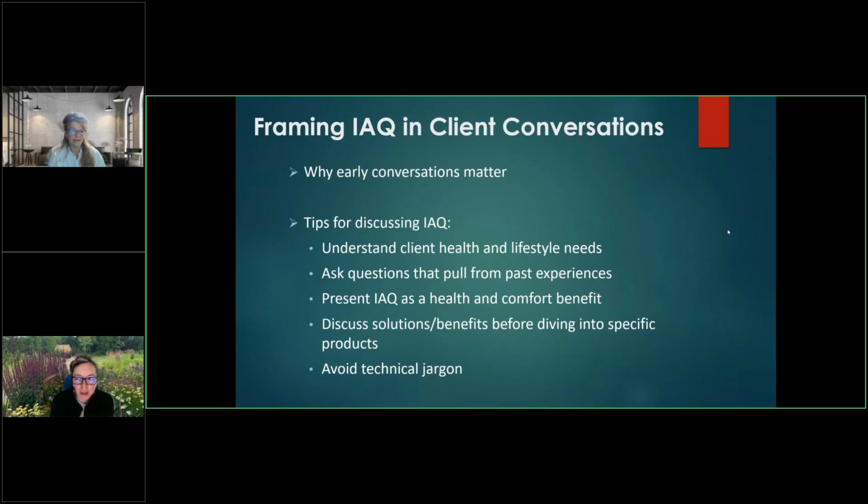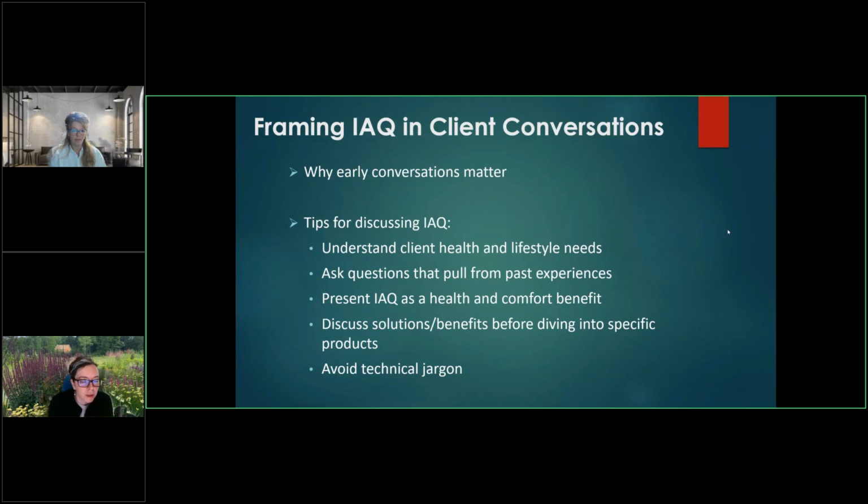Framing indoor air quality for client conversations for us has a lot to do with not using industry jargon as well. So, why these early conversations matter: understanding their health and their lifestyle. We have clients who come to us who might have allergies, who have multiple chemical sensitivities after mold exposure, have missed a lot of work, and are moving, trying to find a healthier house. So, we ask a lot of questions about their health and their lifestyle. We ask about their past experience, past houses that they've lived in. We present IAQ and health as a comfort and a benefit. So we talk about that from the very beginning.